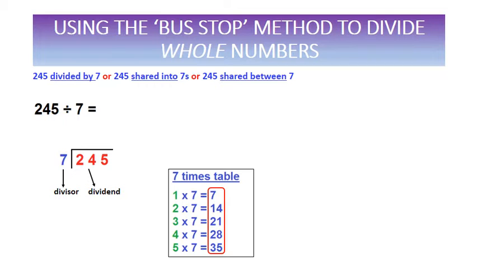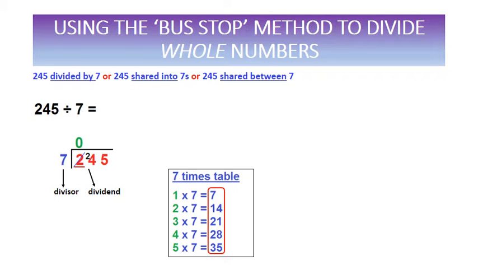So if we look at our bus stop now, we're going to say to ourselves, how many 7s make that first 2 in the 245? The answer is 0, because if we look at the 7 times table, we can't make 2. The smallest number we can make is 7. So we put a 0 above the 2 in the bus stop, and it's really important that we line up our digits really carefully. So 0 times 7 makes 0, but we needed to make 2. So we cross off the 2 that we didn't make and we pass it across to the next column.